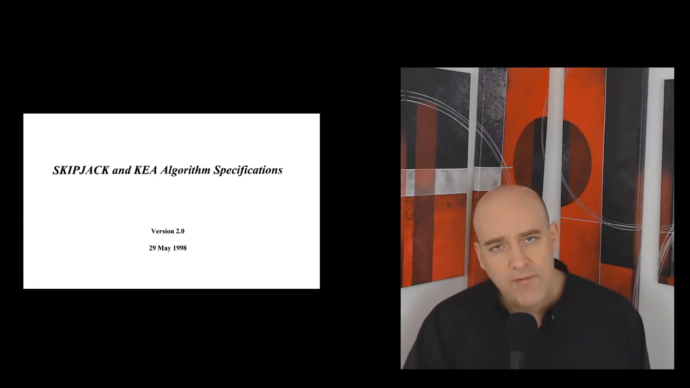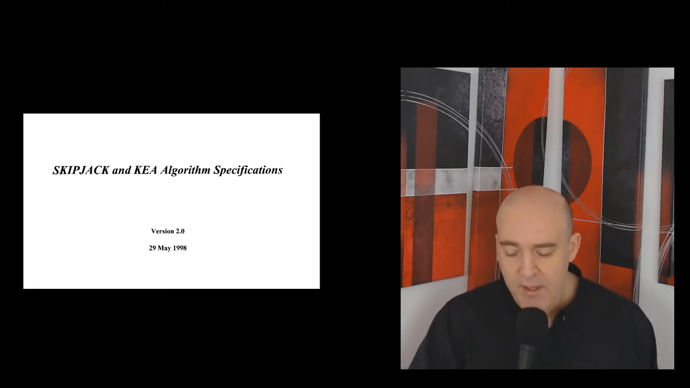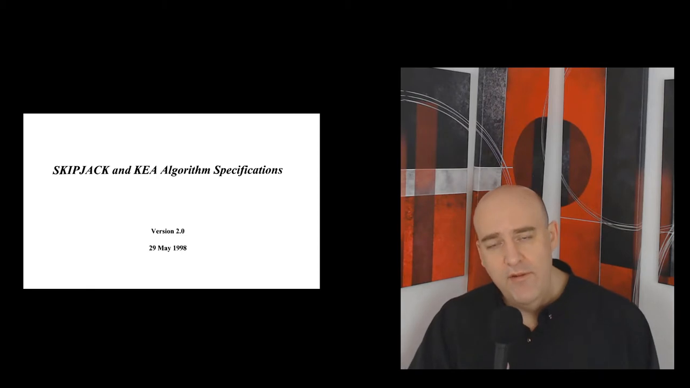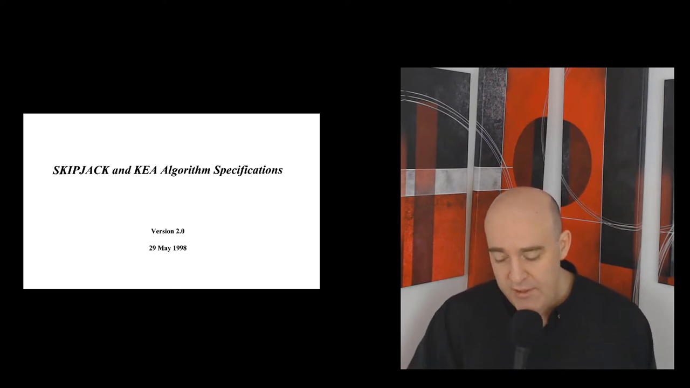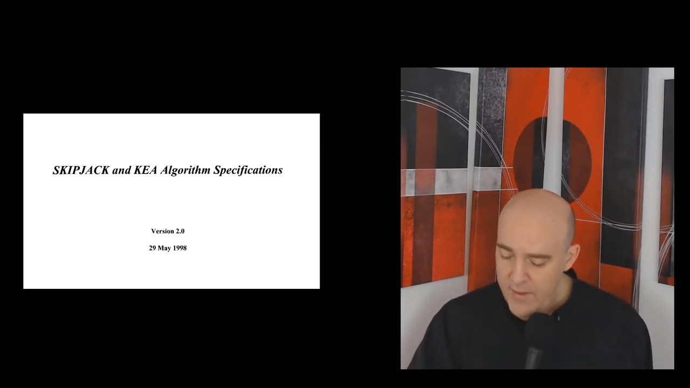Skipjack is a block cipher that was developed by the NSA. It had been classified until 1998, after which it was declassified and its design was made public. Skipjack takes 64-bit words and encrypts them with an 80-bit key.